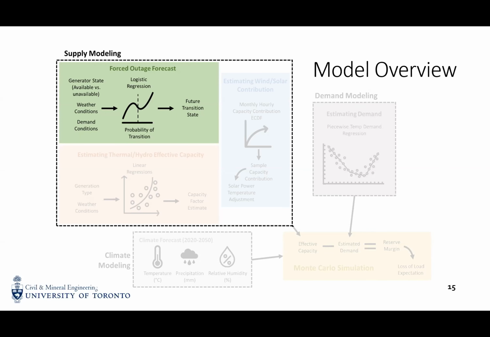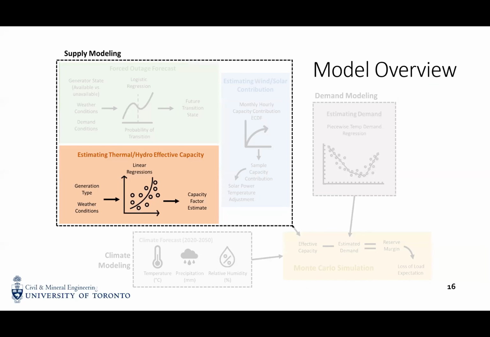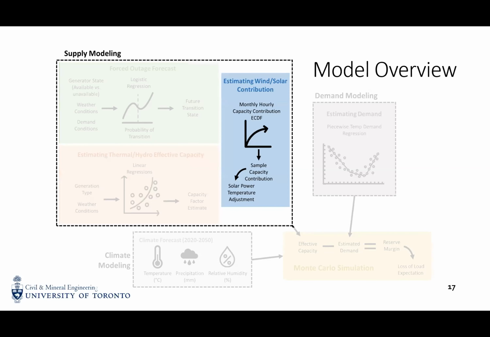To model forced outages, we use a logistic regression to determine the probability that a generator would become unavailable, and vice versa, based on electricity demand, temperature, and humidity. And once we know if a particular generator is available, we then estimate the maximum amount of electricity it is able to produce that hour with a linear regression based on climate variables relevant to that specific generator fuel type. Forecasts for wind and solar radiation are highly uncertain. Therefore, we based our model availability for wind and solar on historical contributions to the grid for that monthly hour. Solar capacity is then corrected for the increase in temperature.